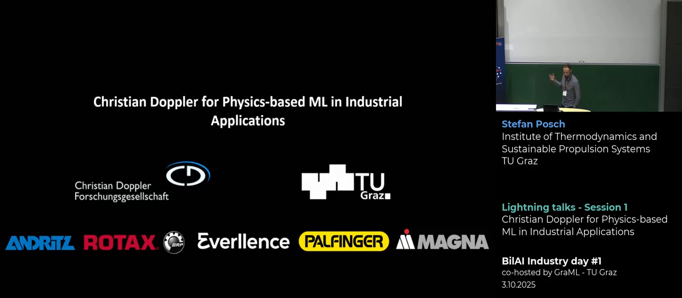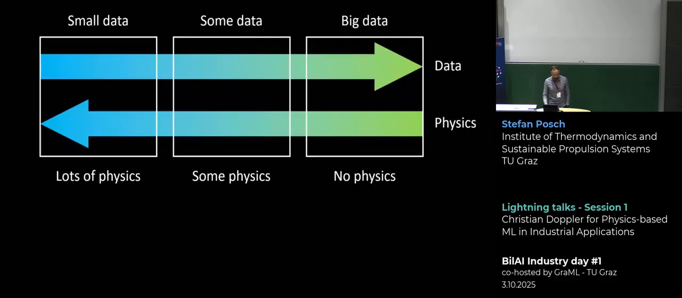Just want to mention my consortium. So it's Andritz Hydro, then Rotax BRP with small engines, Everllence, which was formerly MAN Energy Solutions, with the large engines, Palfinger and Magna Powertrain with the center in St. Valentin. So I think you all know this figure.